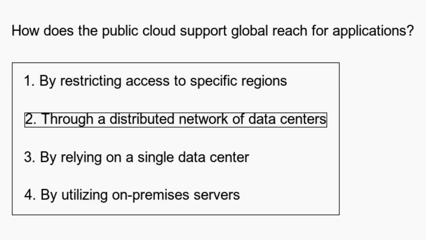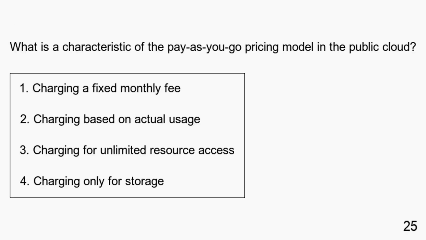Public cloud providers operate a distributed network of data centers globally, enabling applications to be deployed and accessed from various regions. What is a characteristic of the pay-as-you-go pricing model in the public cloud? Charging a fixed monthly fee. Charging based on actual usage. Charging for unlimited resource access. Charging only for storage.